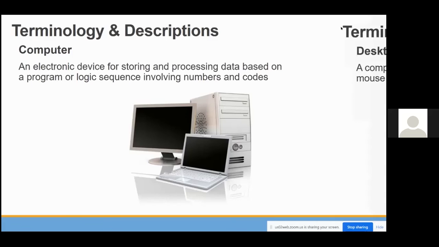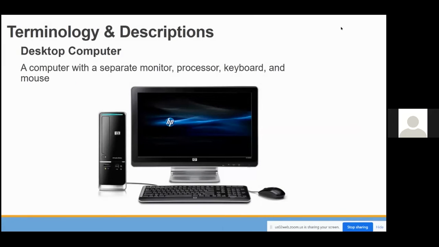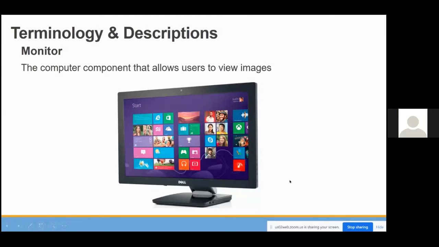So, okay. A desktop computer is one that usually will sit on a desk and will have a separate monitor, processor, keyboard, and mouse. So in this picture, the processor is this whole unit right here on the left-hand side, and then the monitor is in the middle. It's basically where you see that little HP symbol, and then you have your keyboard and your mouse. Okay, the monitor, again, it's basically the computer component that allows users to view images.